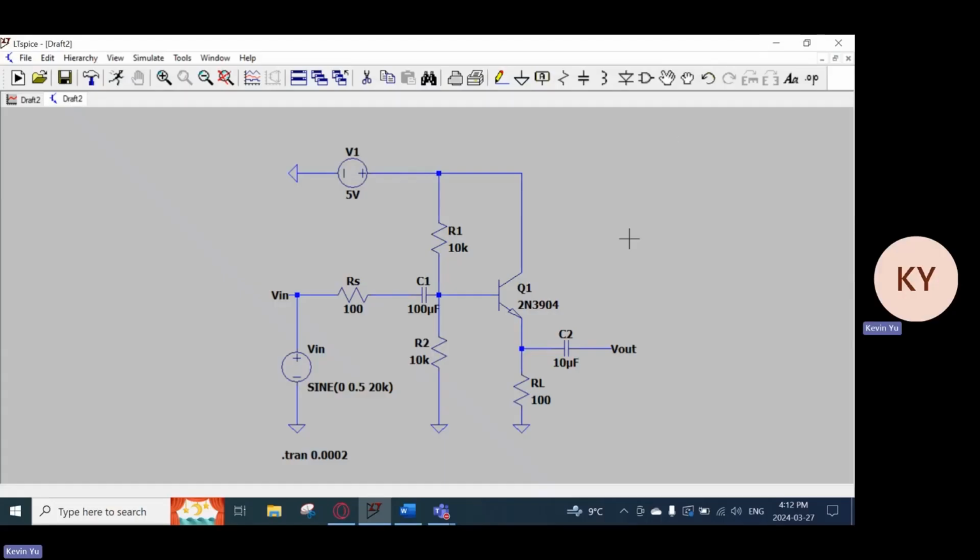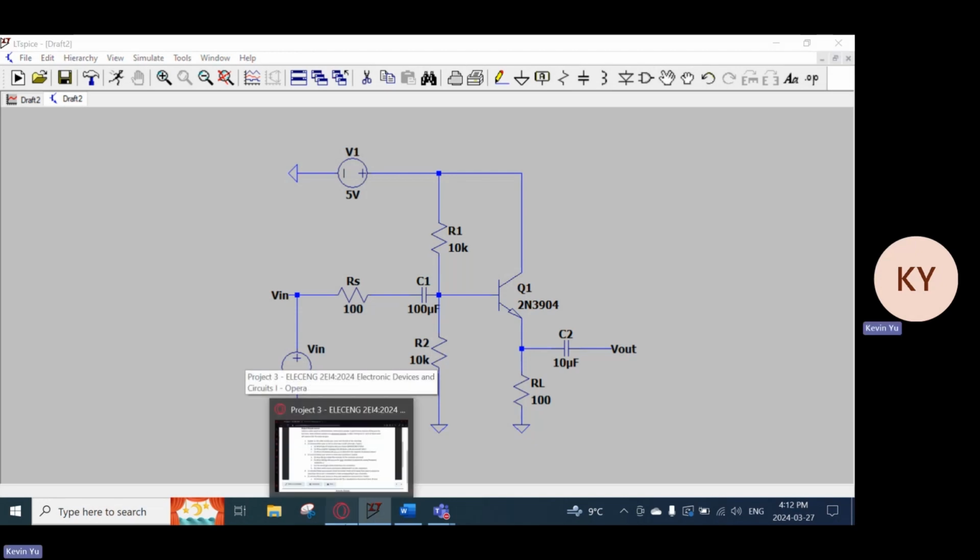This is my circuit schematic for the amplifier. For the transistor, I used a BJT over a MOSFET because BJTs have a higher gm value, which has better linearity and better performance than a MOSFET. It also offers a lower input impedance, which allows signals to pass through easily.